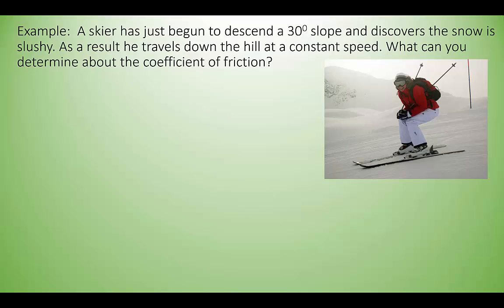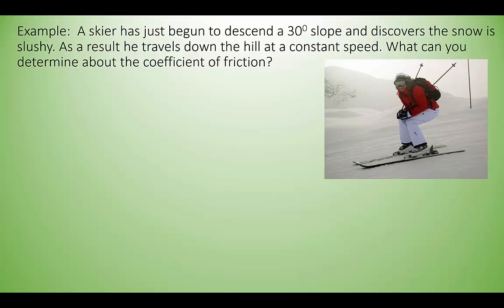A skier has just begun to descend a 30-degree slope and discovers the snow is slushy. As a result, he travels down the hill at a constant speed. What can you determine about the coefficient of friction? Well, in order to approach these problems, they are talking about forces and forces interacting with each other, so we really need to start with a free body diagram.